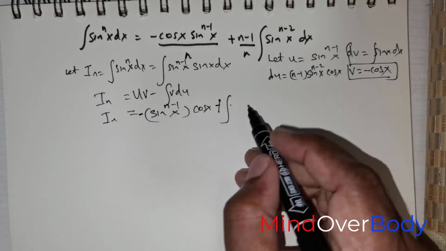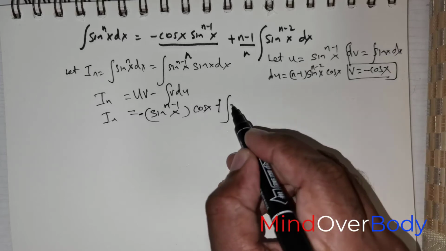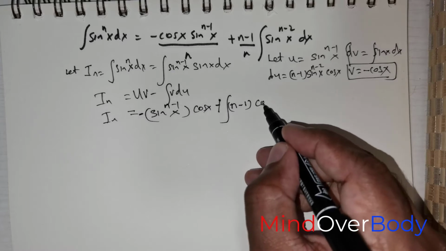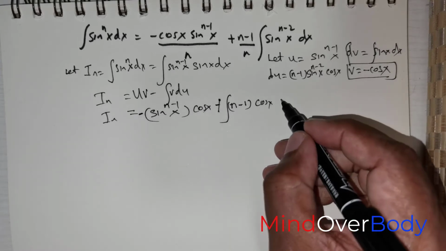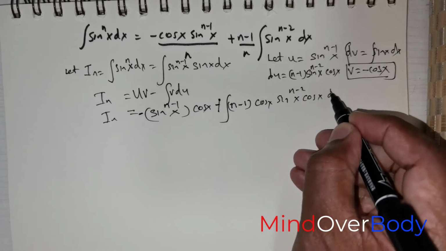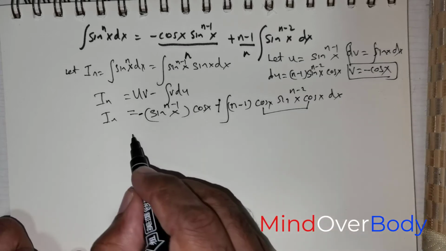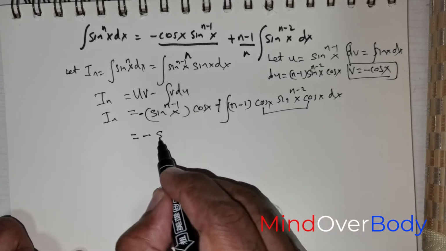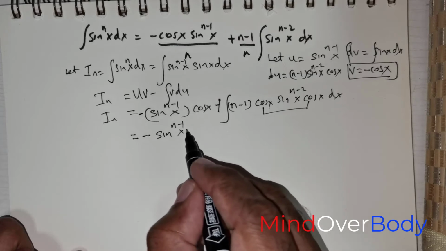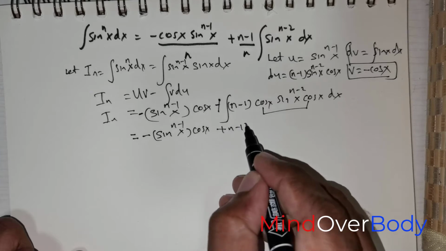So I can place that cos x, of course I got a du here, so it's going to be n minus 1 times cos x times sine raised to the power of n minus 2 times x times cos x times dx. So this is what we have got. Now I can multiply these two together. So this is equal to negative sine raised to the power of n minus 1 x times cos x. N minus 1 can be taken out.